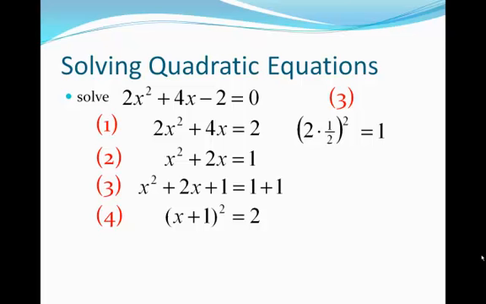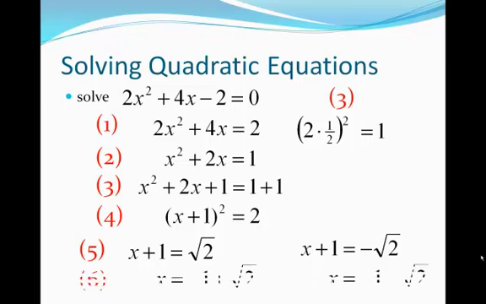Now since we only have 1 x at this step, that means I can start working to solve it directly. So let's get that x all alone. I'm going to take the square root of both sides. So I'll have a positive and a negative square root, and that comes from the principle of square roots. And then I'll subtract 1 from both sides. So x equals negative 1 plus the square root of 2, and x equals negative 1 minus the square root of 2. Two different answers.